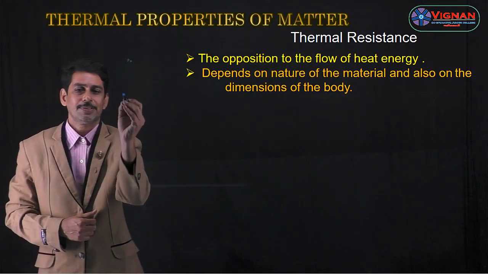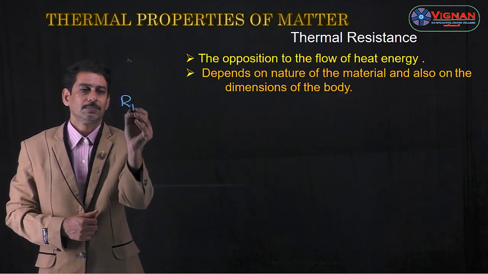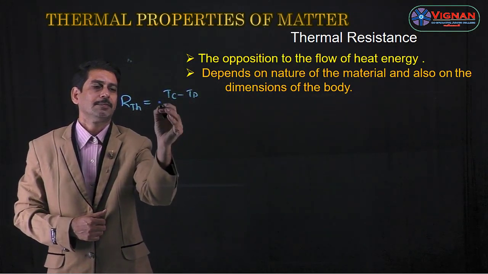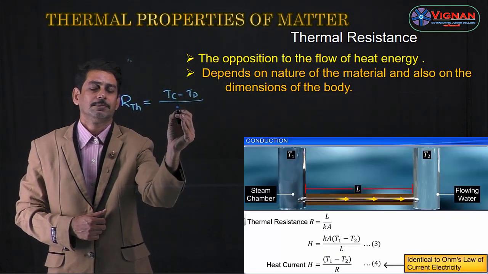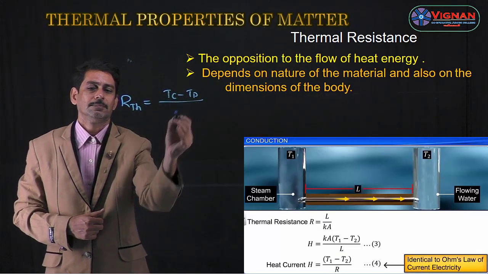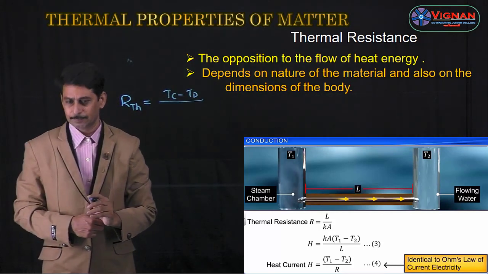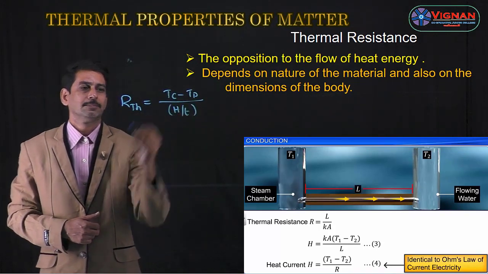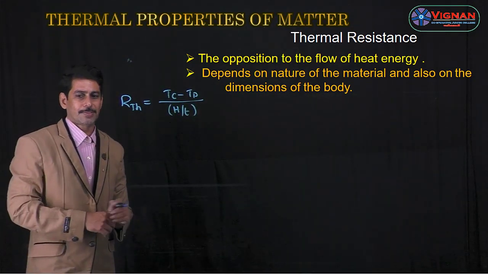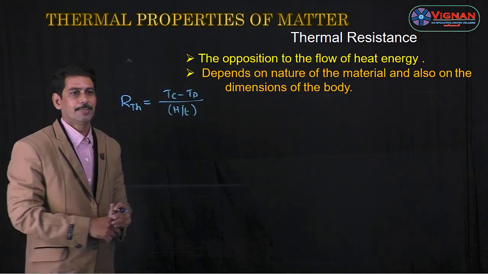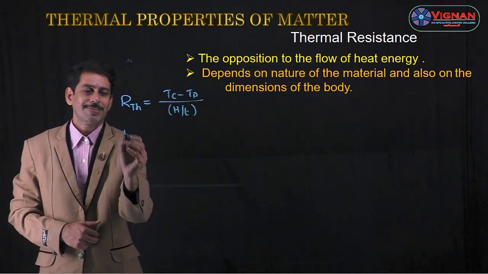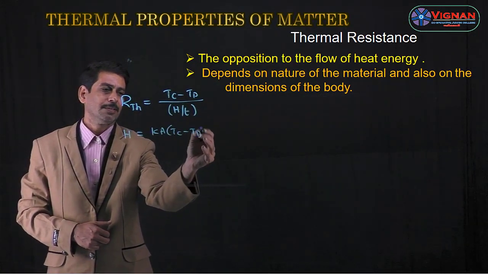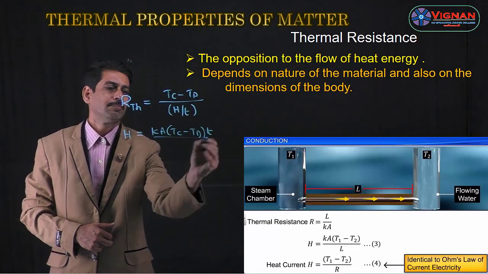So RTH is equal to TC minus TD by H by T. This is the expression for thermal resistance. RTH is equal to TC minus TD by H by T. But we know H is equal to Ka (TC minus TD) into T by L.